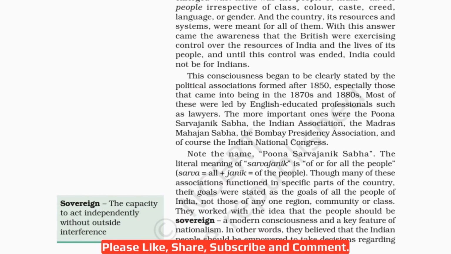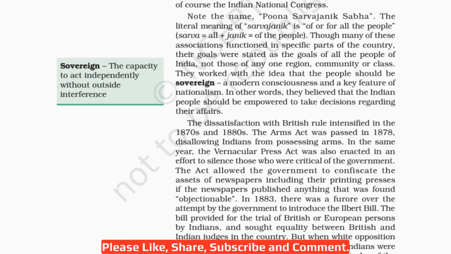Okay. The dissatisfaction with British rule intensified in the 1870s and 1880s. Now, during this period, also many movements began. Okay, so the Arms Act was passed in 1878, disallowing Indians from possessing arms. In the same year, the Vernacular Press Act was also enacted in an effort to silence those who were critical of the government. Okay, so this was passed, which allowed the government to seize newspaper assets to silence critics, right? So the act allowed the government to confiscate.